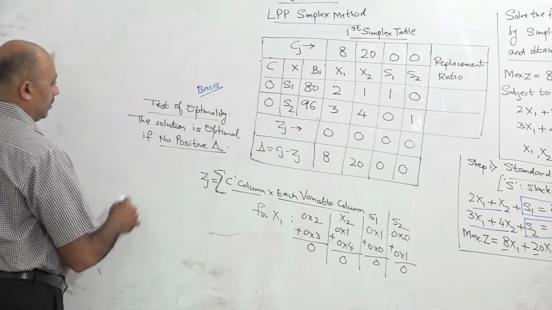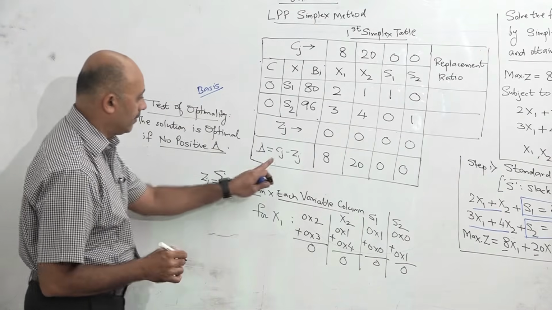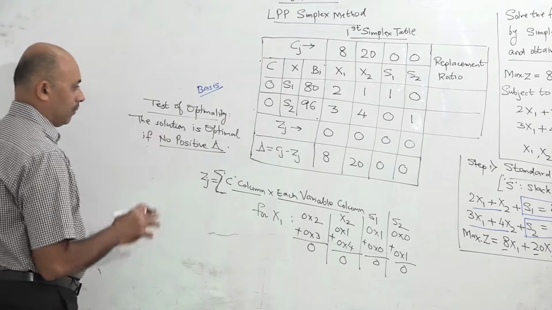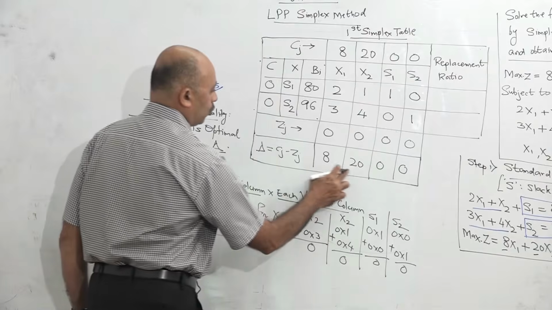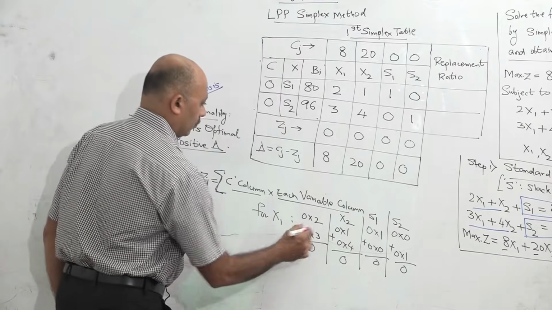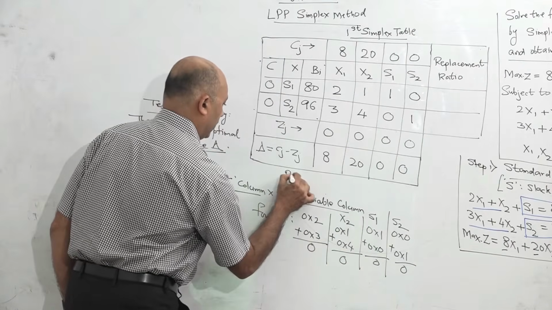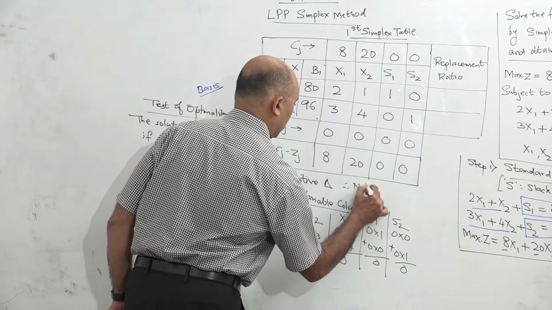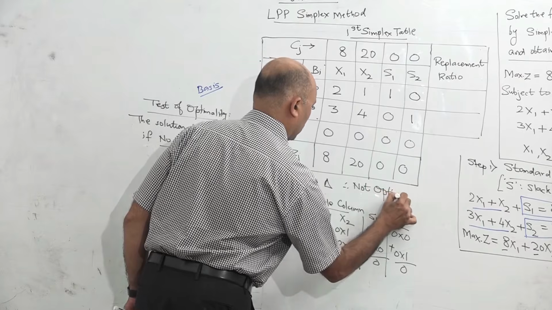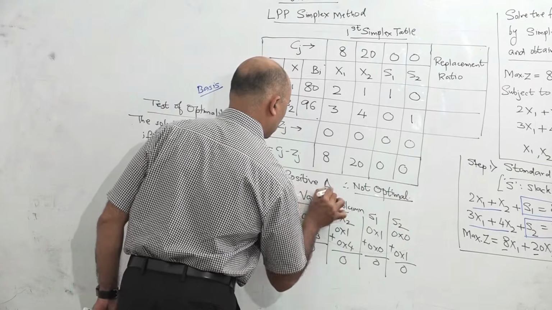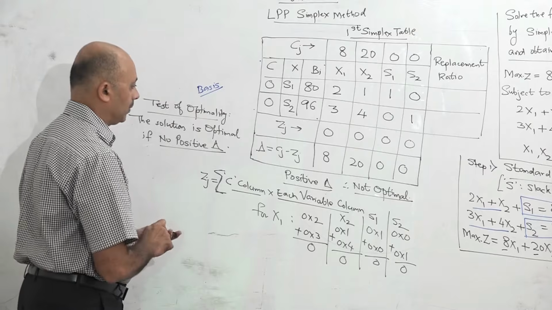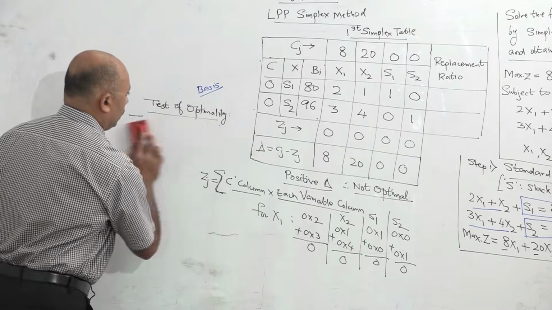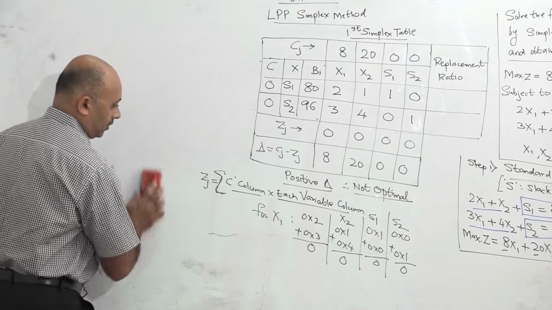It means, when will the solution be optimal? Only if all delta values are either 0 or negative. If any is positive, it is not optimal. So now here we have two positive deltas, 8 and 20. So we can write a comment here: positive delta, therefore not optimal. Okay, it means this table is not optimal because we have a positive delta. It means we have to go to the next table. One more table will come after this.